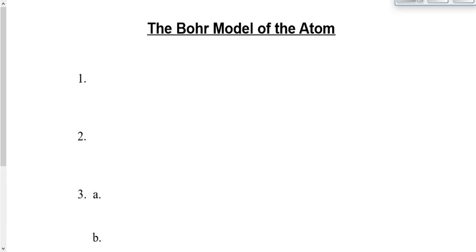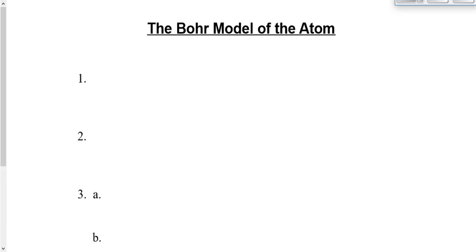Niels Bohr comes along, thinks he can refine that model of the atom, the planetary model of the atom. Bohr looks at what Rutherford found and says, yeah, I agree with the fact that there's a small, dense, positive nucleus there. I can live with that. The fact that most of the atom is empty space, sure, I can live with that too. Electrons orbit around the nucleus, yeah.